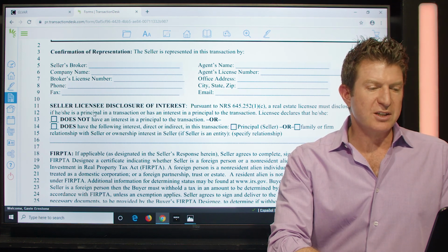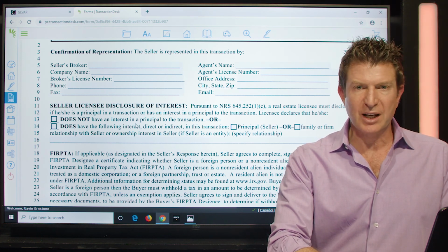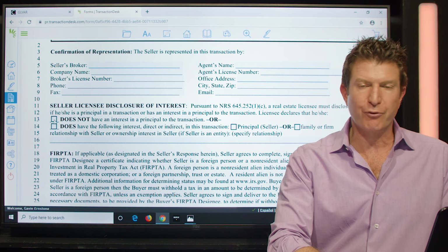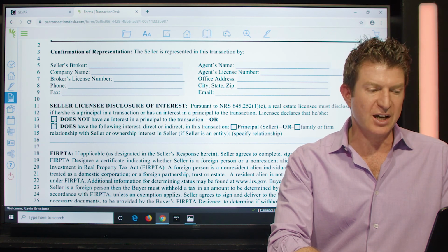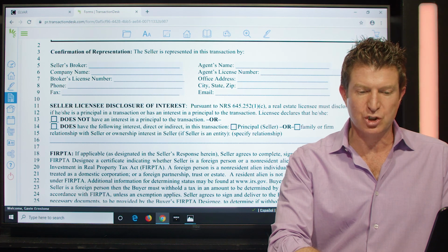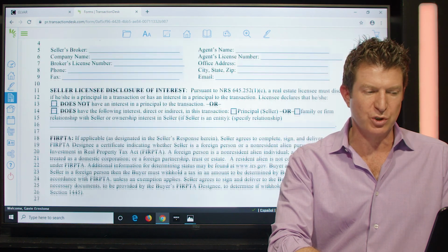Going through to licensee disclosure of interest. Again, on the MLS, there's going to be a Y or an N where it says, is there an ownership interest in the property? And you can fill that in for the listing agent saying that they do or do not have an interest in the property. Again, it should be disclosed on the MLS. Make sure you look for it.